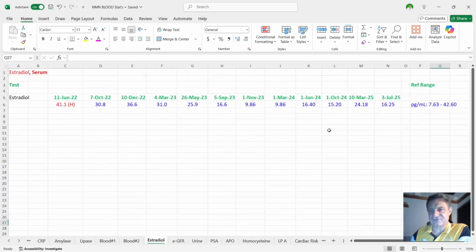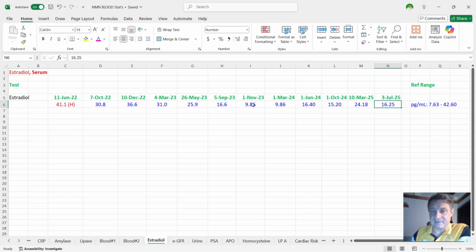And next, we've got estradiol. You can see here, down to 16.25 from 24.18. Not a problem, because the lowest it can be is 7.63, and 42 is the upper range, so that's more or less in the middle. I'm quite happy with that.